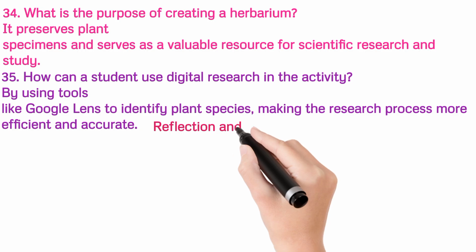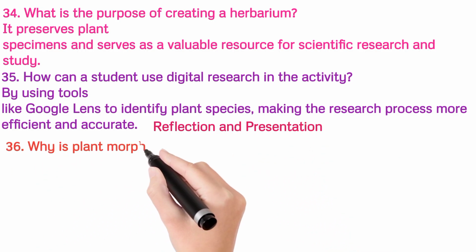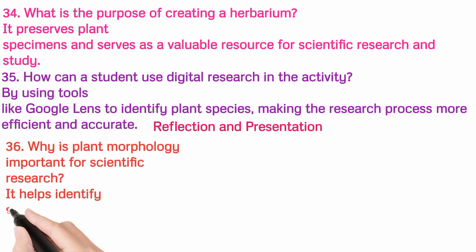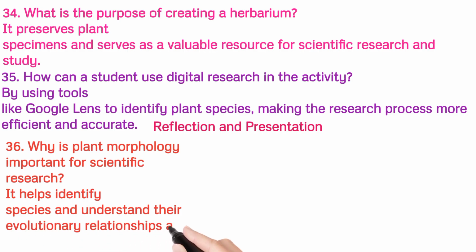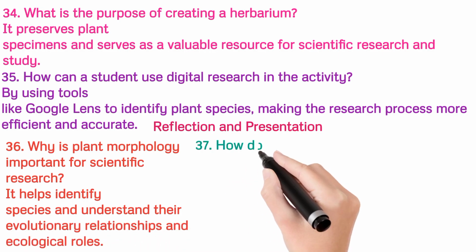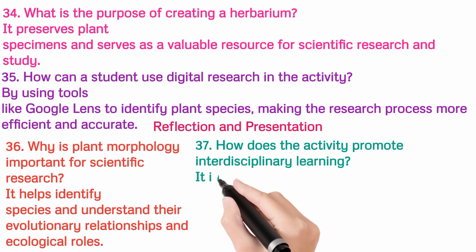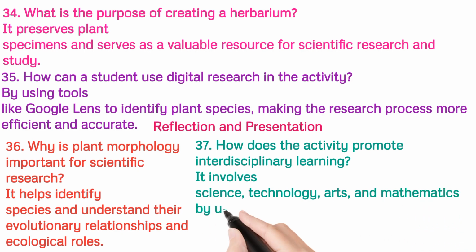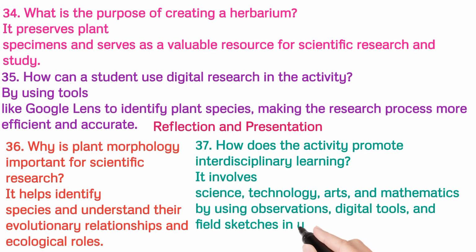Reflection and presentation. 36. Why is plant morphology important for scientific research? It helps identify species and understand their evolutionary relationships and ecological roles. 37. How does the activity promote interdisciplinary learning? It involves science, technology, arts, and mathematics by using observations, digital tools, and field sketches in understanding plant diversity.